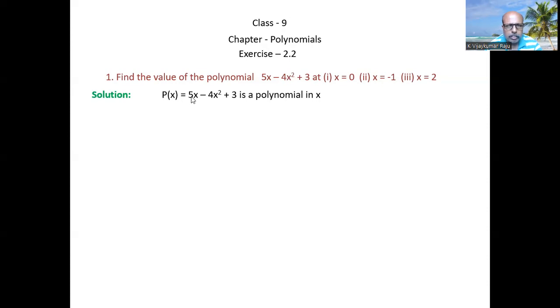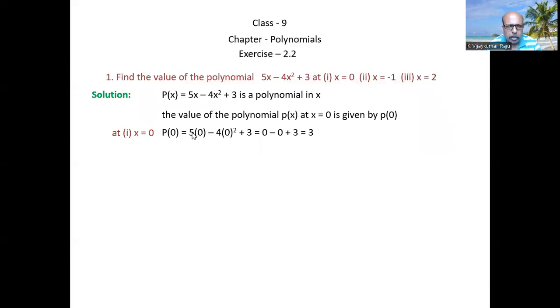This is the polynomial. P of x is given as 5x minus 4x square plus 3, a polynomial in x. The value of the polynomial P of x at x is equal to 0 is given by P of 0. That means in place of x, I am putting 0. So P of 0 will be 5 into 0 minus 4 into 0 raised to 2 plus 3. 5 into 0 is 0 and 0 raised to 2 is 0, 0 into 4 is again 0. So 0 minus 0 plus 3 is 3. So the value of the polynomial p of x, that is 5x minus 4x square plus 3 at x is equal to 0 is 3.